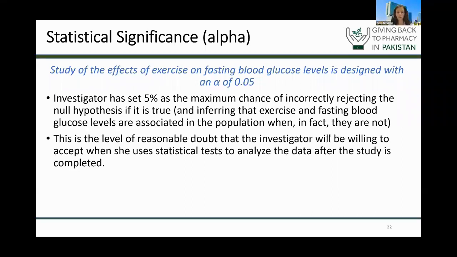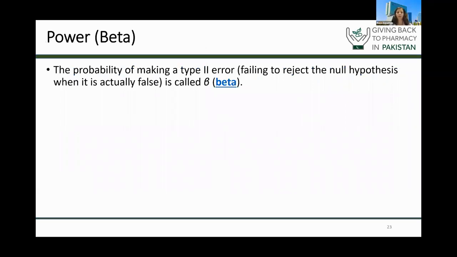This level is of reasonable doubt, and this is what the investigator will accept and will use statistical tests to analyze the data after the study is completed. Now, beta is the probability of making a type 2 error, which is failing to reject the null hypothesis when it is actually false, finding that there is no risk when there actually is. This term is called beta.